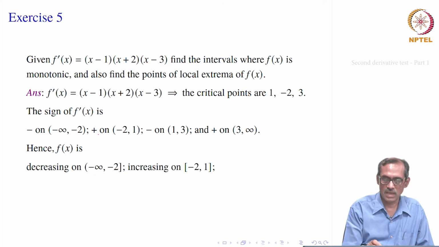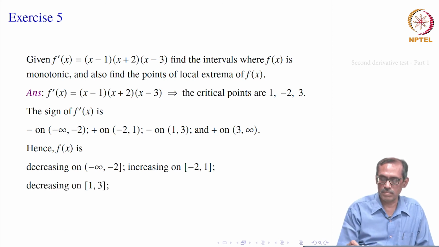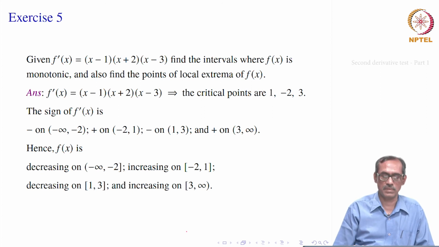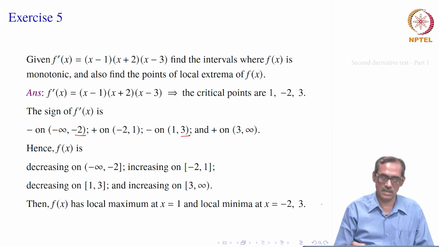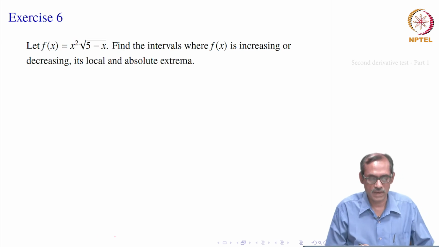Similarly, it is increasing, because f prime is positive here, increasing on minus 2 to 1, and it is again minus on 1 to 3. So, it is decreasing on 1 to 3, and it is plus on 3 to infinity. So, it is increasing on 3 to infinity. Accordingly, you have f of x with a local maximum at x equal to 1, as it is changing from plus to minus, and local minima at x equal to minus 2, where it goes from minus to plus, and also at 3, minus to plus. So, local minima at x equal to minus 2 and 3.